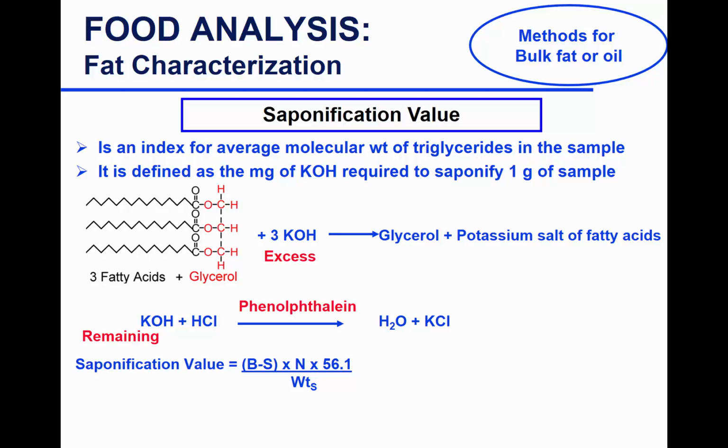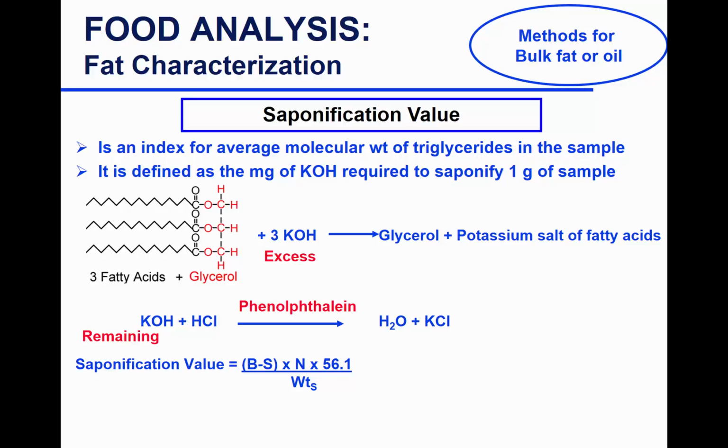Okay, so saponification value is again used as an authentication, as well as you can use it to determine the average molecular weight of the triglycerides in the sample and the most abundant fatty acid in your sample. And we're going to go over these calculations that you're going to love so much today. Also you want to know this: it is defined as milligrams of potassium hydroxide required to saponify 1 gram of sample. Again, this is important that you know this.